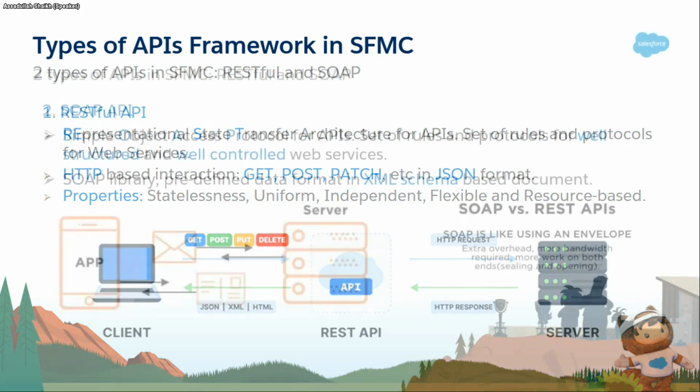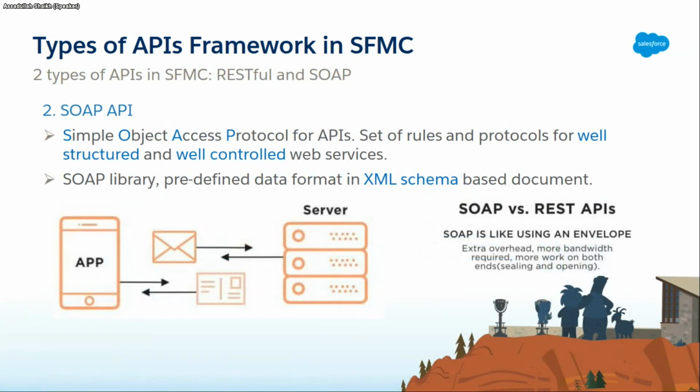And the other type of API that is supported by Marketing Cloud is called SOAP API. SOAP API is basically Simple Object Access Protocol. It is an API framework that was, you can say, launched in the early 90s when the internet came into existence. Initially, the SOAP API framework was used to communicate between two different websites or two different servers. It is still most commonly used, but it is considerably more complicated and difficult for developers to implement.